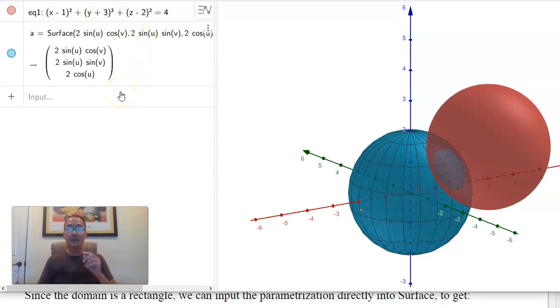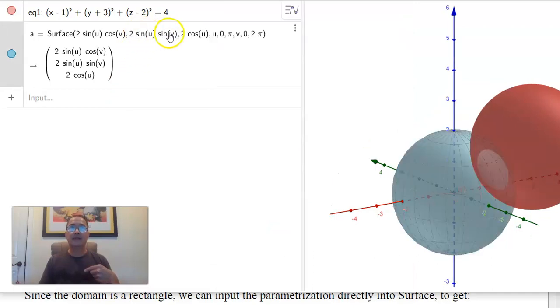Okay? But also, I want only the upper half. So what's going to change? Shall I give you a few seconds to think about that? What needs to change in our domain? Is U going to change? Is B going to change? Both of them, only one of them.